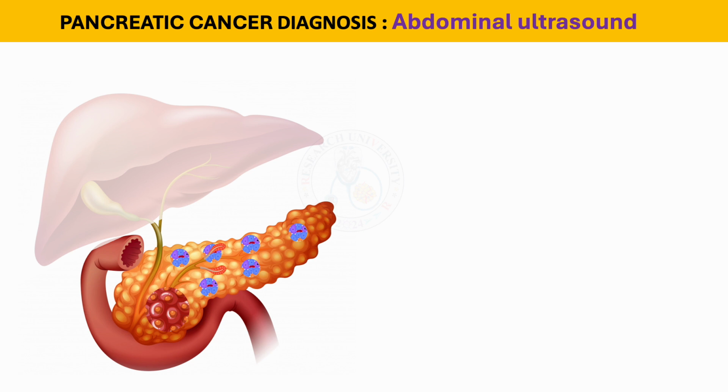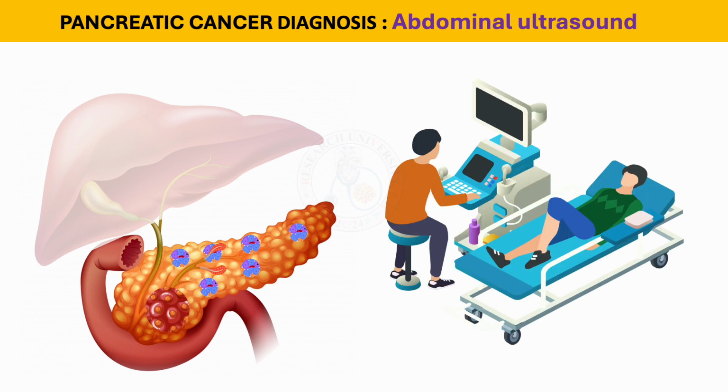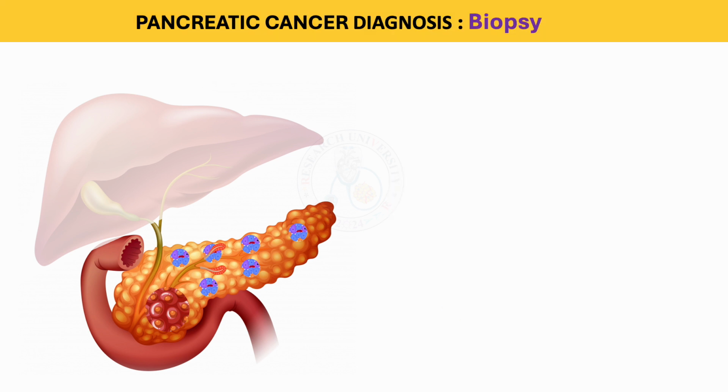Next one is the abdominal ultrasound. Ultrasound uses high frequency sound waves to create images of the pancreas and surrounding organs. It can help to detect tumors, assess their size, and identify any abnormalities in the pancreas or nearby structures.